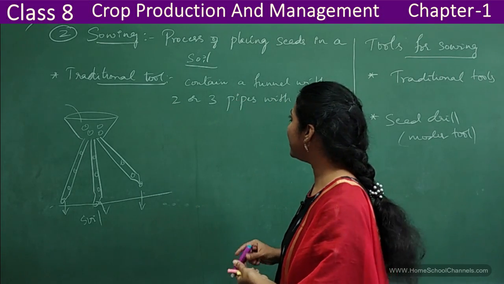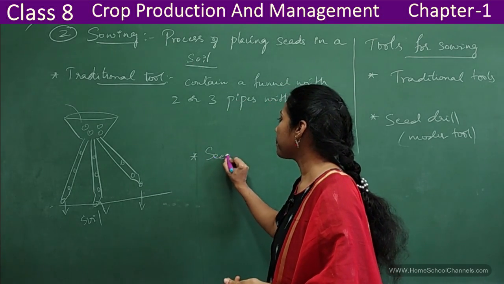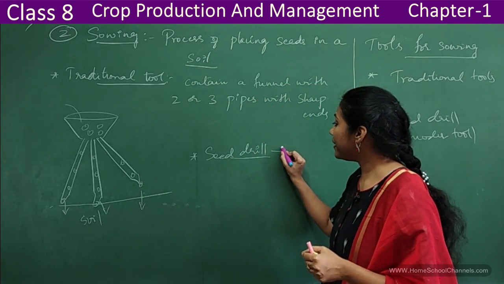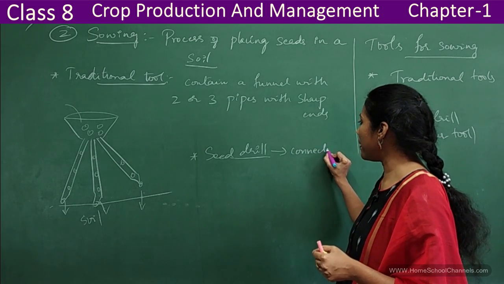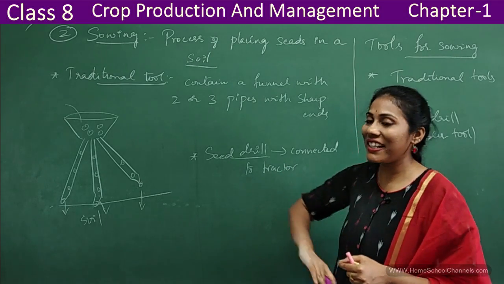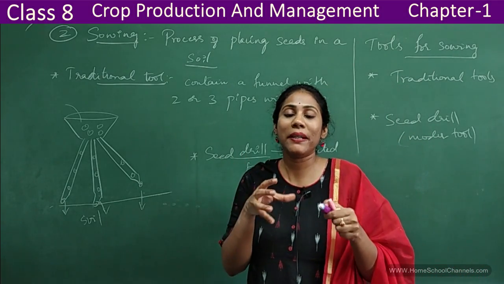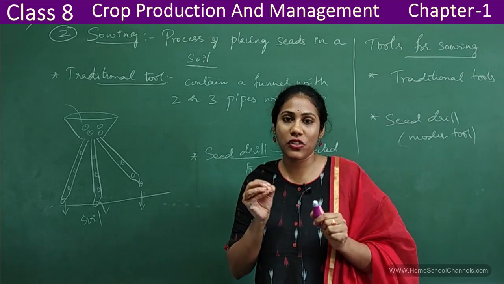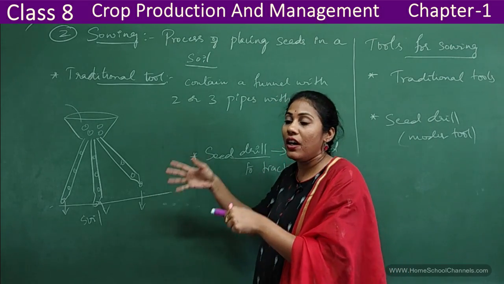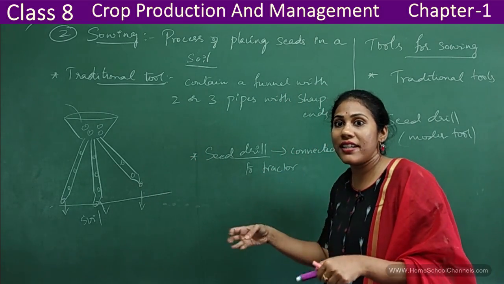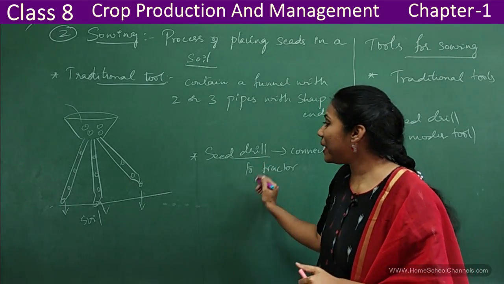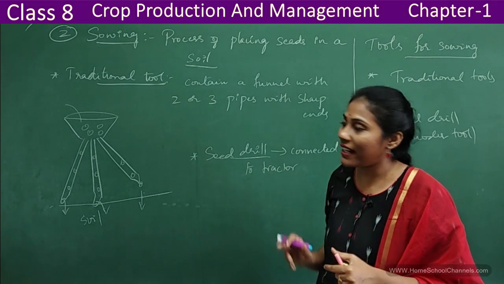And the newest method is using a seed drill. Okay, so the seed drill is a machine that is connected to a tractor. So this is a special machine connected to a tractor. So as the tractor moves, the seed drill also moves. The seed drill will have a compartment, a box-like structure where the seeds are placed, and it will have rod-like structures which go deep into the soil. Through these rods actually seeds are going deep into the soil. Okay, actually the seed drill is more advantageous over the traditional tool.